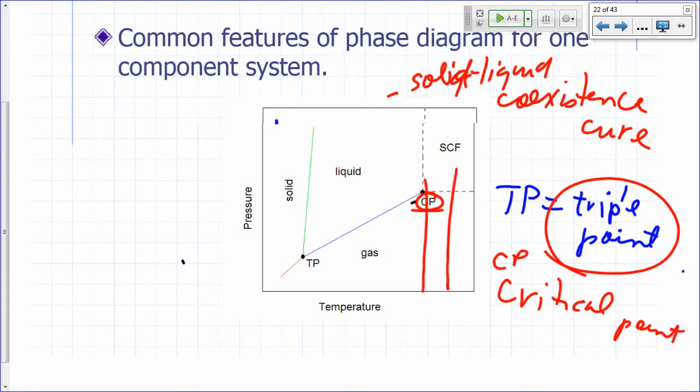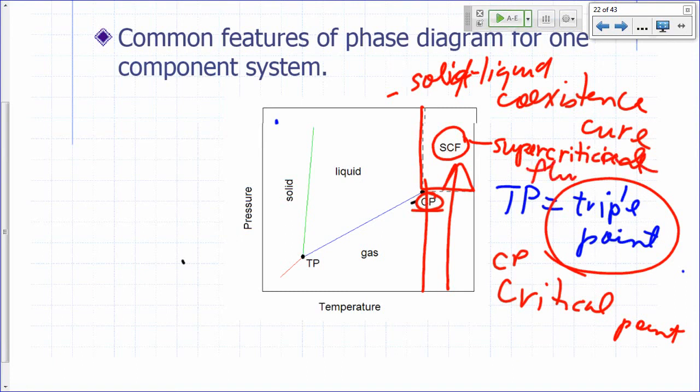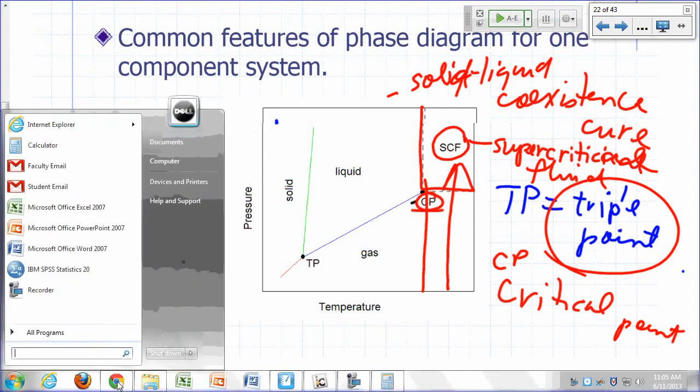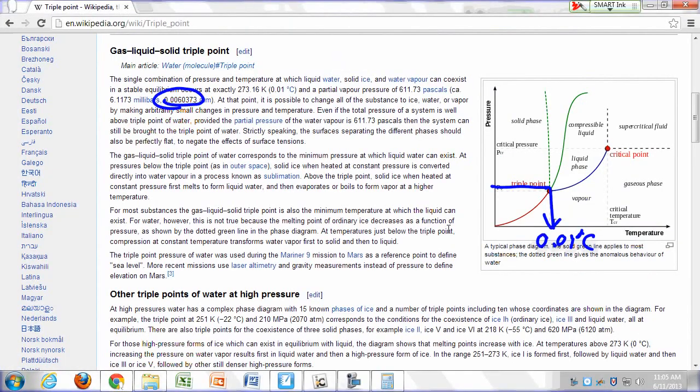Beyond that temperature, you can no longer liquefy your gas. And so beyond this region right here, SCF, is a region where you would have what's called a supercritical fluid. All right, so that's a diagram that summarizes conditions where you would find stable phases of water. You'll notice this is really a very simplified diagram, the one I've shown you earlier on the website. This is a more realistic depiction of the phase diagram.